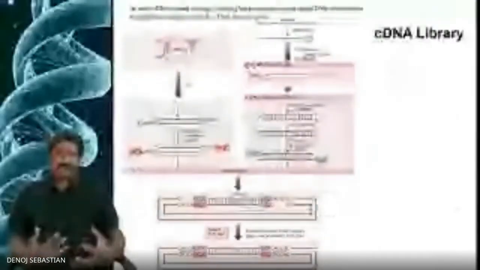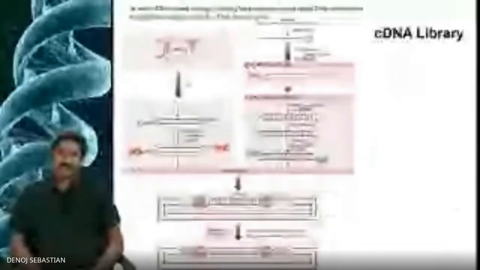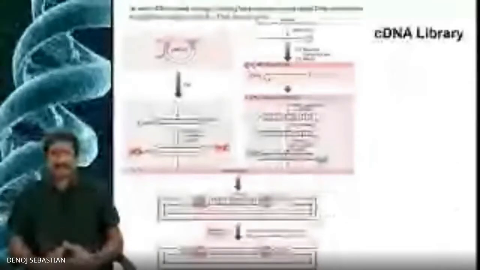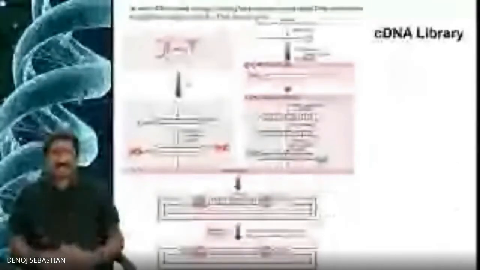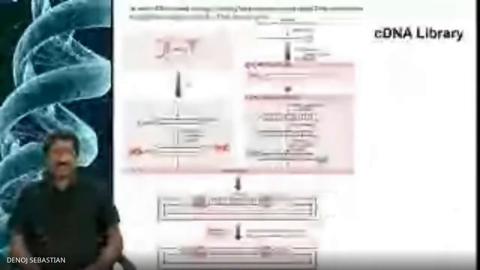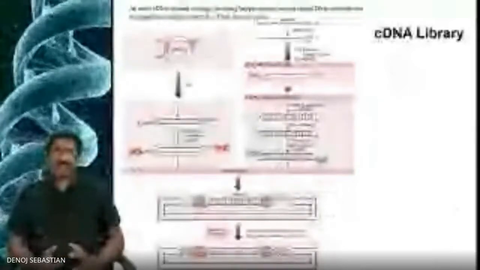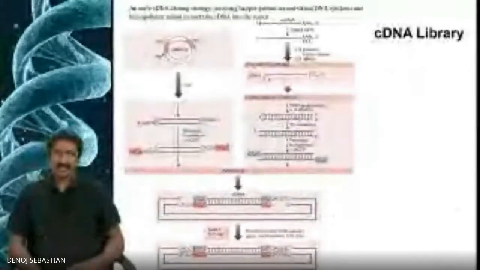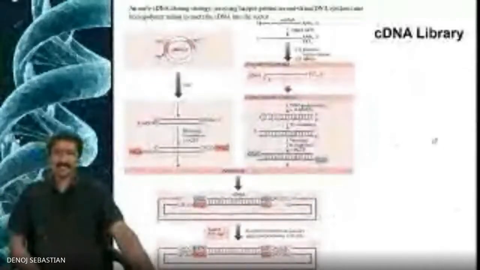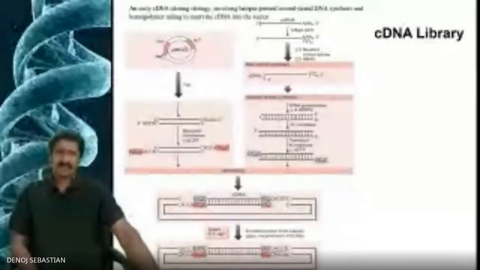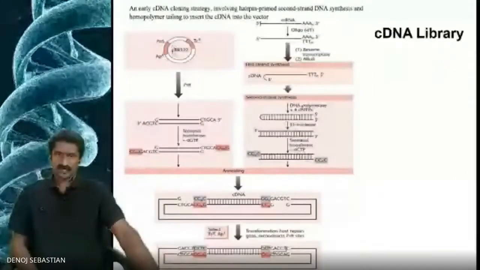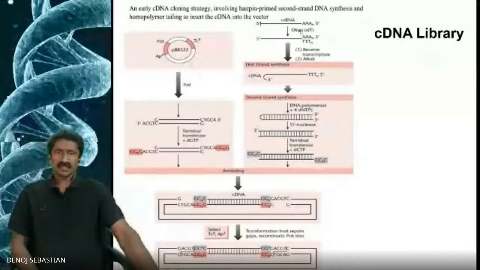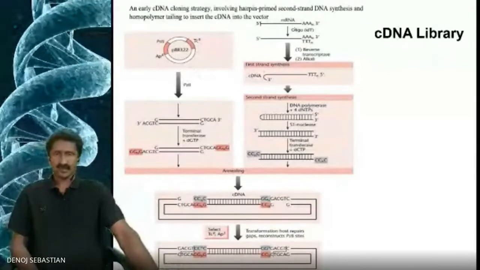So now we come to the different strategies that can be used for preparation of a cDNA library. Here it is shown as an early cDNA cloning strategy, which involves a hairpin-primed second strand for the cDNA synthesis and a homopolymer tailing to insert the cDNA into a vector. Here we have a pBR322 vector, shown in circularized form, and also we have an mRNA from which the cDNA needs to be produced.